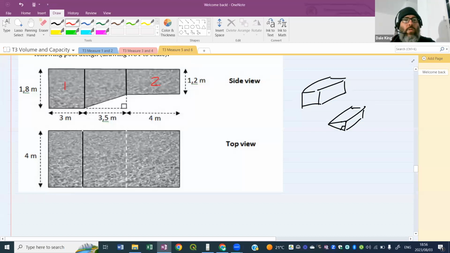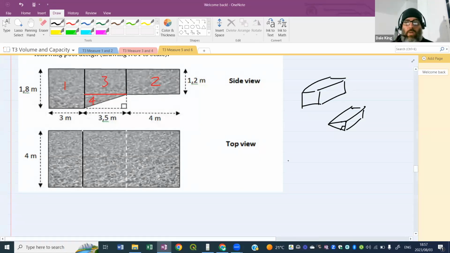There's another shape there, number 2, which is a rectangular prism. The problem is in the middle, so I suggest you split the middle up into 2 shapes. Number 3 is a rectangular prism, but number 4 is a triangular prism. So there's 4 prisms here.